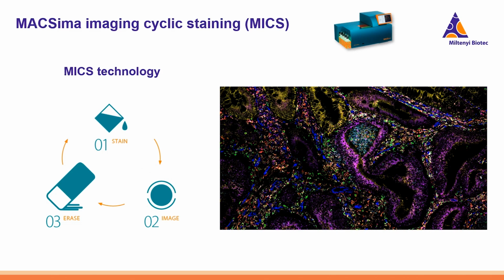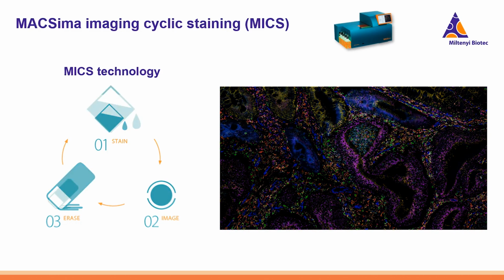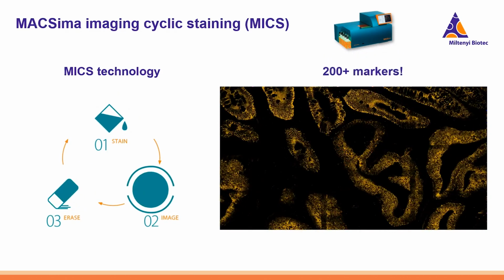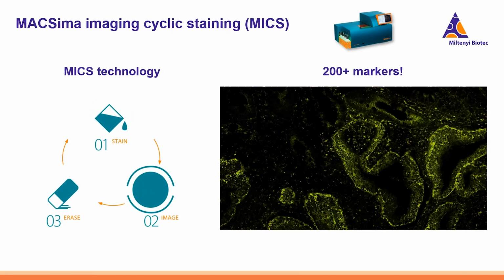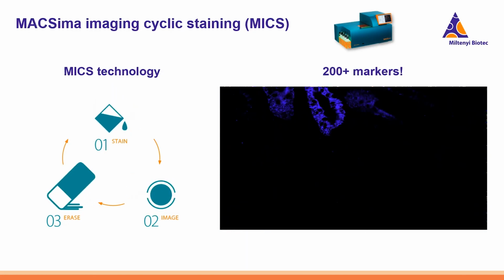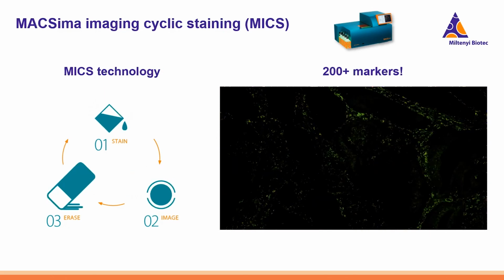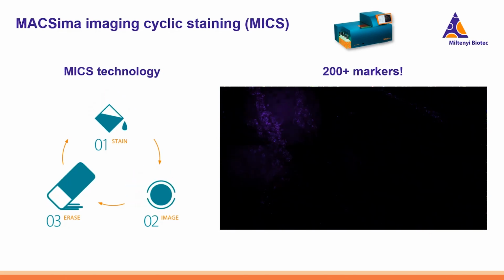So there we either erase the antibodies or the fluorochromes. And since this erasure step is so gentle onto the cells, we can repeat the cycle over and over again so that we basically can stain an unlimited number of markers on the samples. And this is here an example then how it looks like.